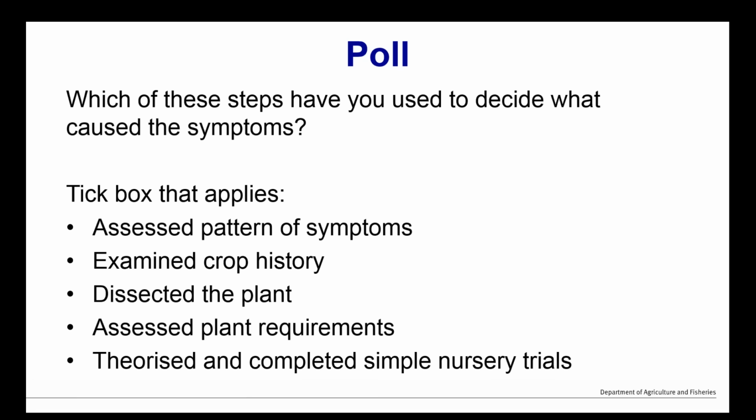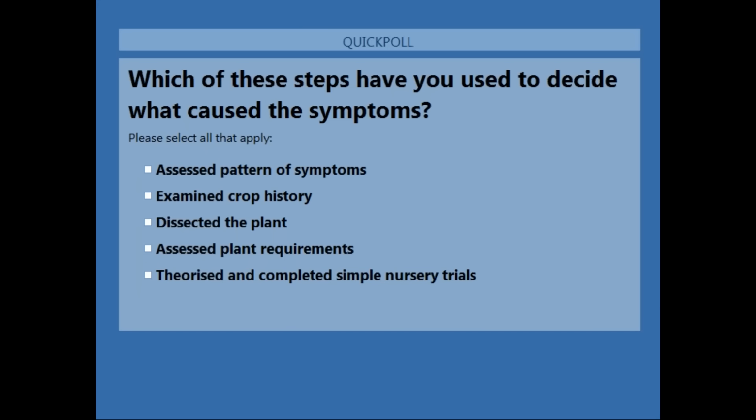Okay, let's launch it. So which of these steps that we've just been talking about have you used to decide what has caused your symptoms? Just tick the ones that you've done, and we'll quickly see who actually does what. So whether you assess a pattern of symptoms, crop history, so keeping really good records, whether you cut your plants up, check the roots, and know exactly what your plants require, and then just theorise as to what the problem might be. So, how are we going?